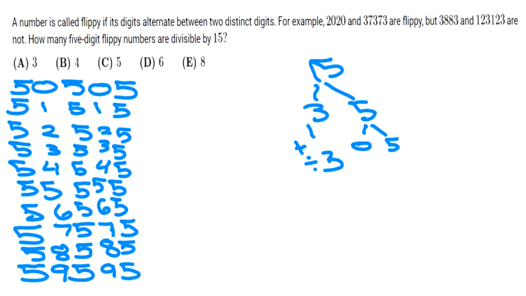So if we look at the first option for 5, if we have the last digit as 0, what would happen?